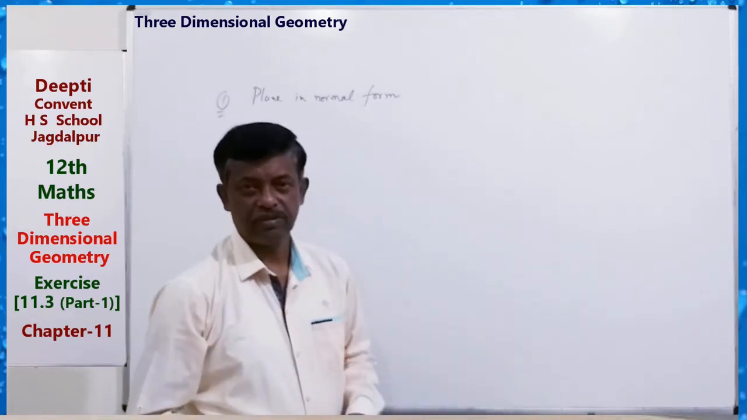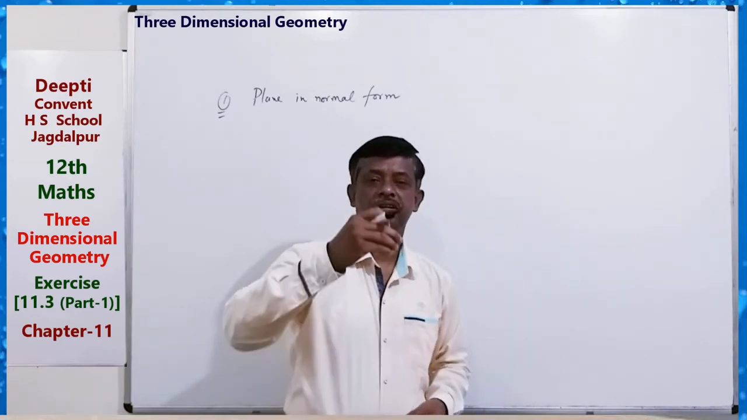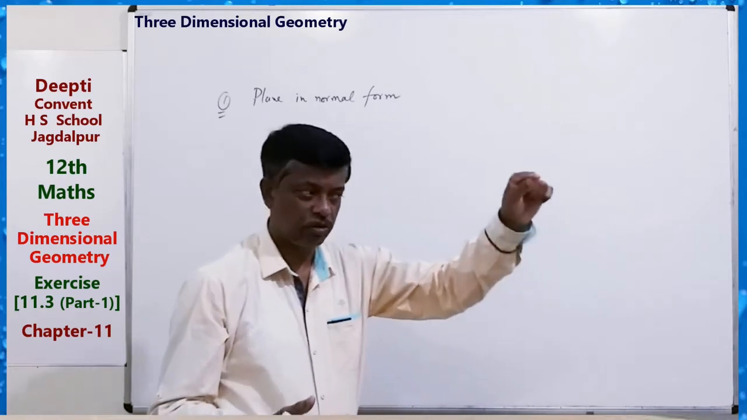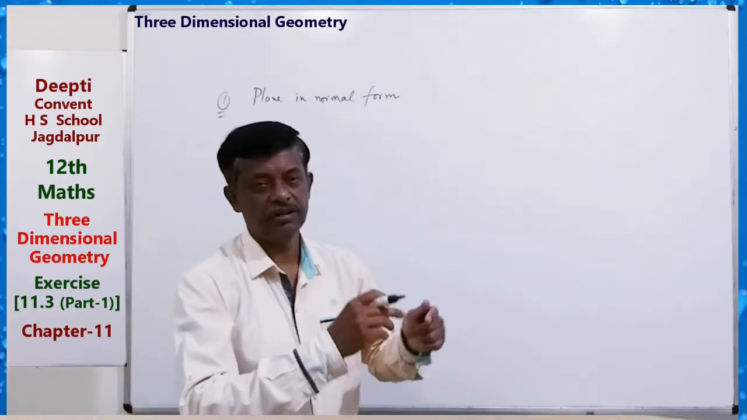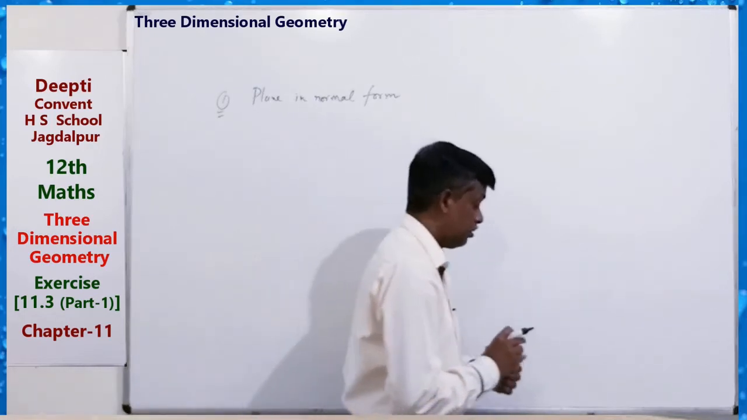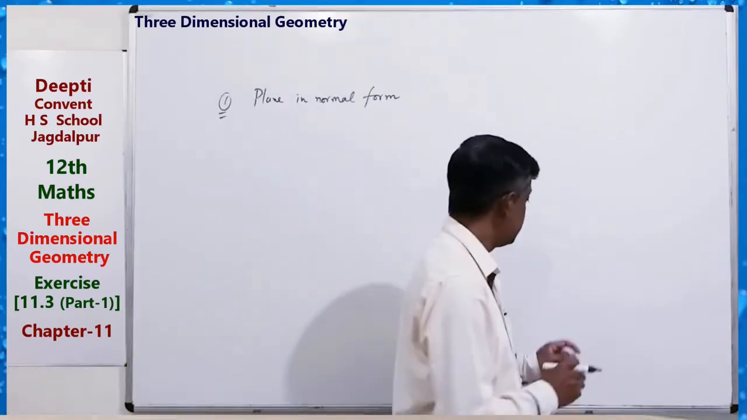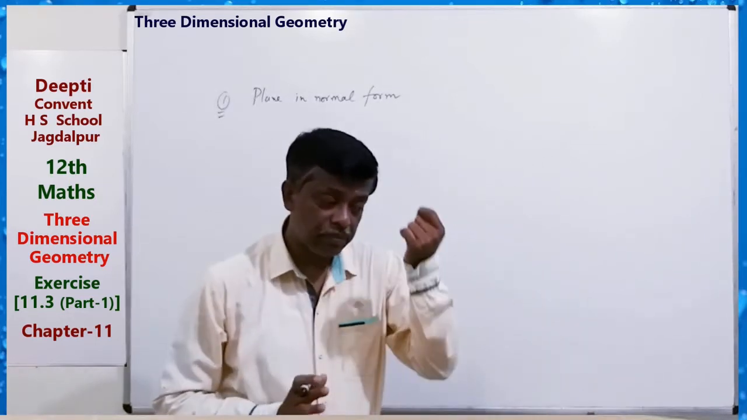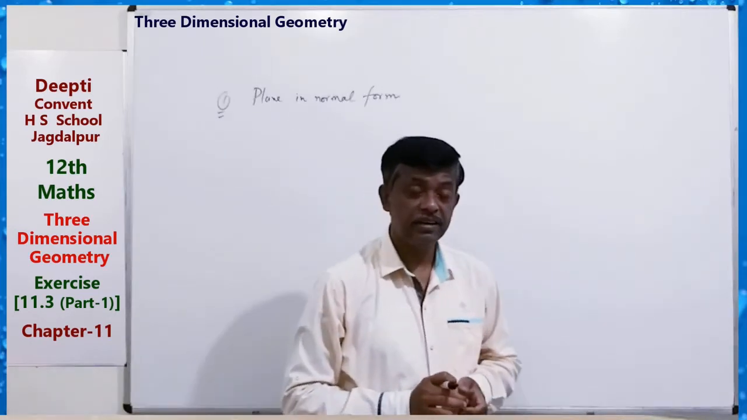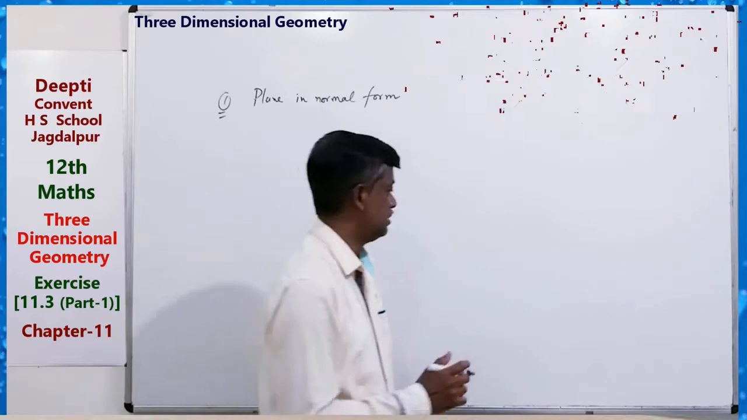And in vector form, vector r equals xi plus yj plus zk, that will be the arbitrary vector made from the Cartesian coordinates, and that will satisfy the equation of plane. First is normal form. Normal form means if we are given the perpendicular distance from the origin to the plane, then we can find the equation of the plane.